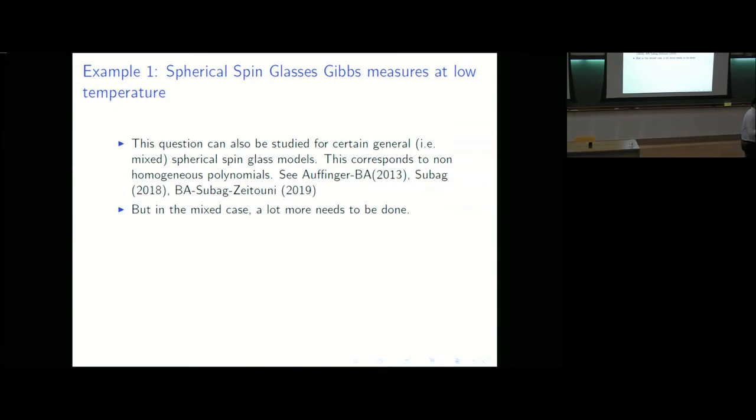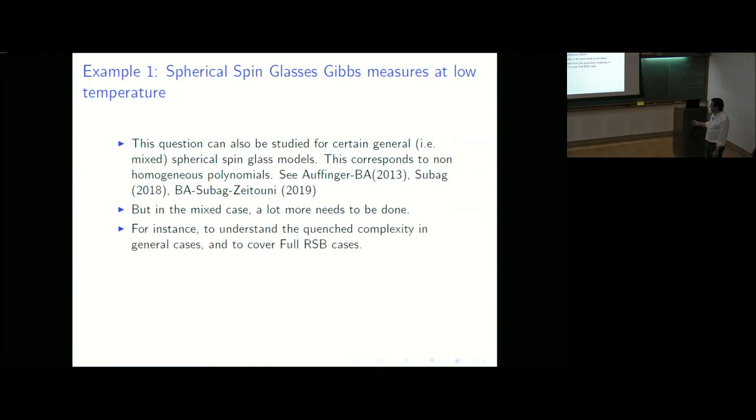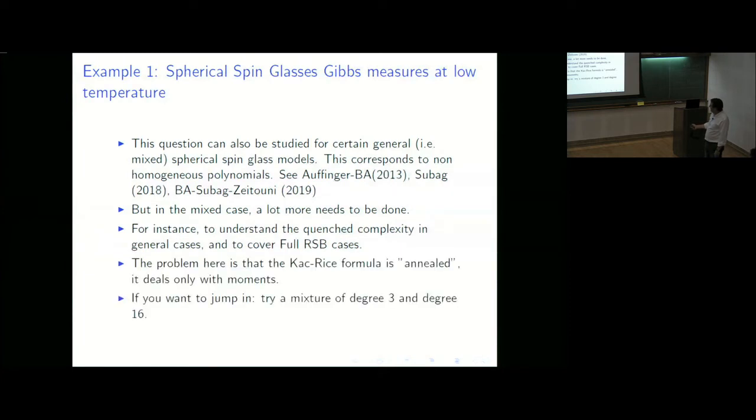So you see, this already gives you the intuition that this geometric analysis can be interesting. In the mixed case, a lot more needs to be done. For instance, we don't really cover full RSB cases. If you want to try, here's a nice problem. If you want to try using all this, take this very simple thing. Take a mixture of a degree 3 and a degree 16 polynomial. Right? P3 and P16. Take a mixture of the two.